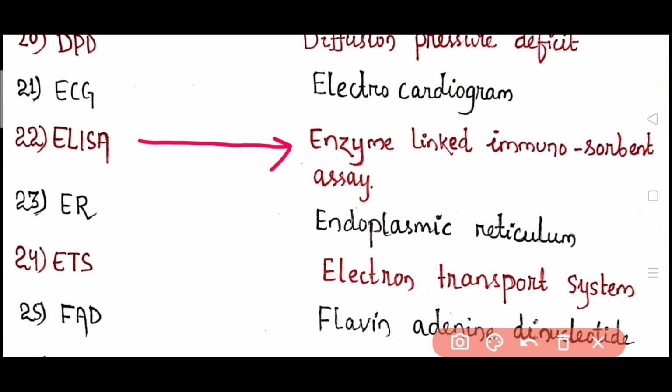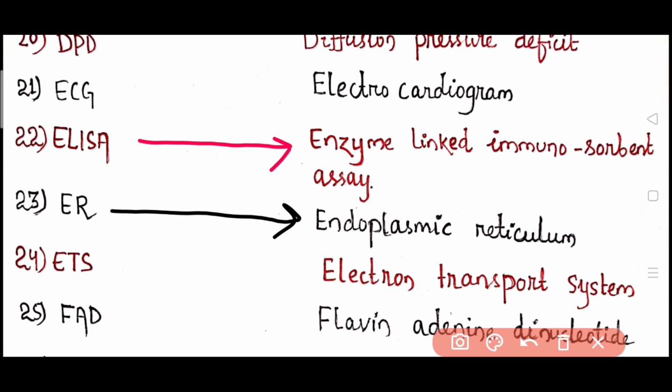Then ER, the full form of ER is endoplasmic reticulum. This organelle is present in the cytoplasm of eukaryotic cell. It helps in the synthesis, folding, modification and transport of proteins.